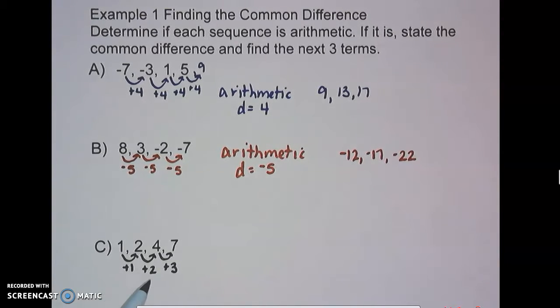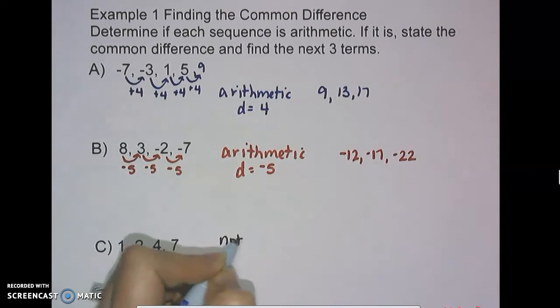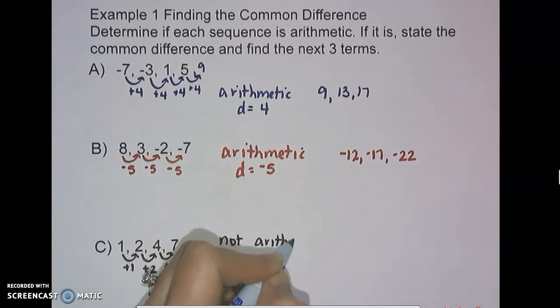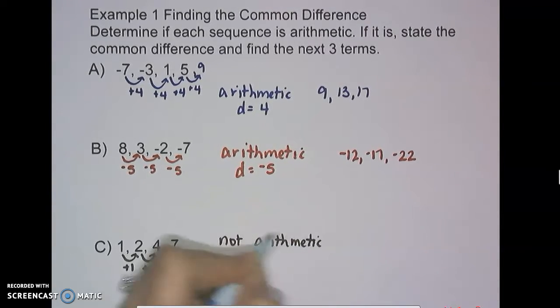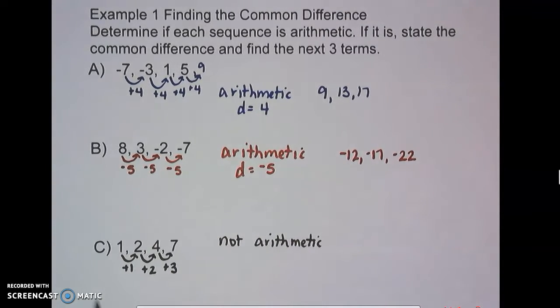There's a pattern: add 1, add 2, add 3. The next thing would add 4. That's a pattern. It's a sequence, but it's not arithmetic. In order to be arithmetic, you have to add the same thing every single time. And that is not what we did here.